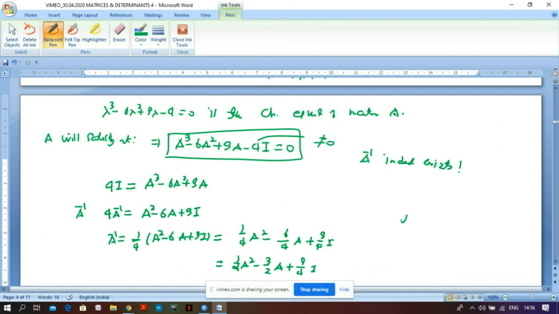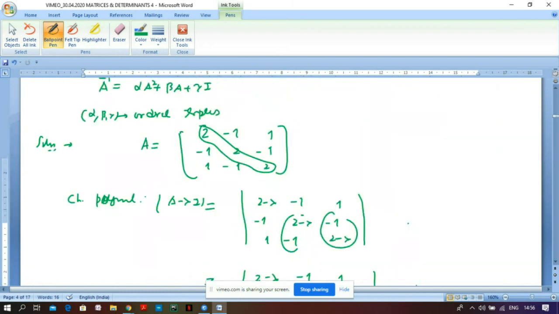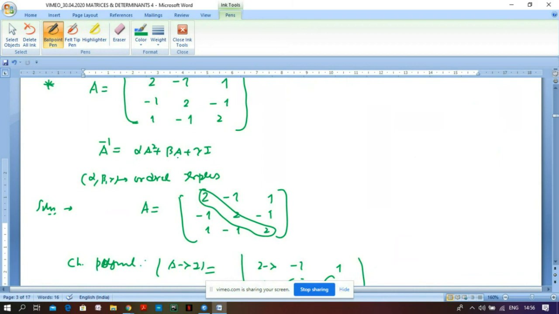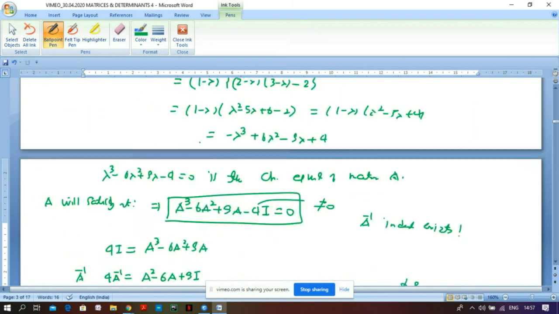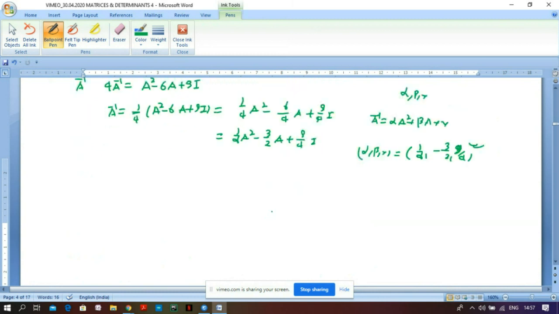So now my alpha, beta, and gamma, because we had A inverse equals alpha A squared plus beta A plus gamma I. Let's check that this is what they said. Yes, alpha A squared plus beta A plus gamma I, that is A inverse. So you know now that the triple alpha, beta, gamma is just 1 over 4, minus 3 over 2, and 9 over 4. So that's your answer. These are two good applications of the Cayley-Hamilton theorem, and many more you can practice. It really helps a lot. So keep an eye out for it whenever you see a new problem.